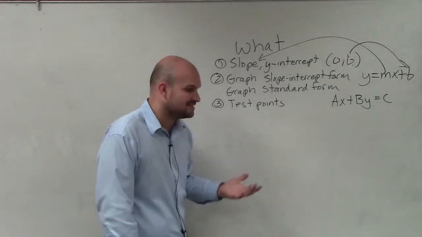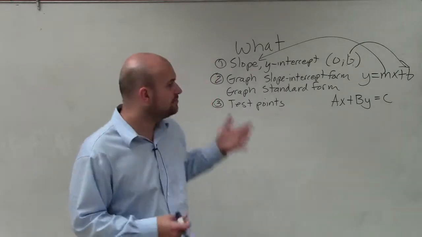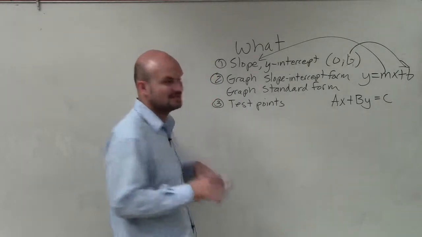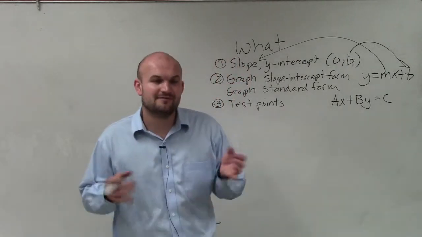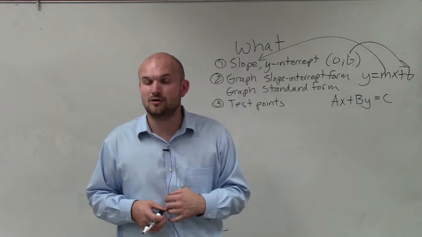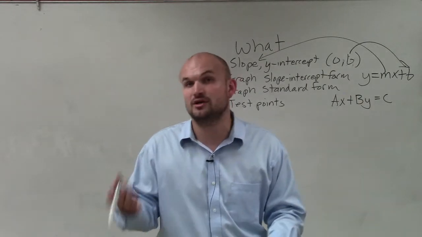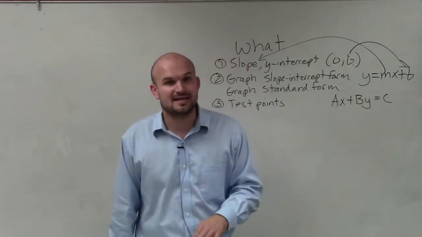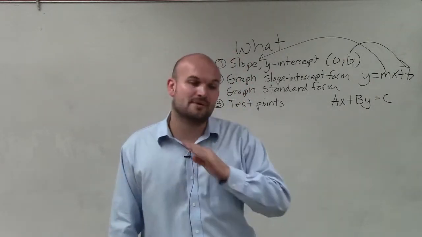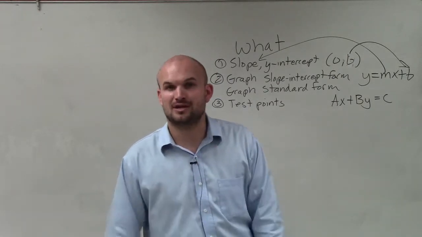Test points also get into determining whether your graph is a part of the solution or not. More than likely, we look at that with inequality symbols, which I'll do in another video. But basically, if your inequality is less than or equal to or greater than or equal to, then your line is going to be solid because the points on the graph will be a part of the solution. And if it's greater than or less than, then the points will not be a part of the solution, and we'll graph our linear inequality as a dashed line.